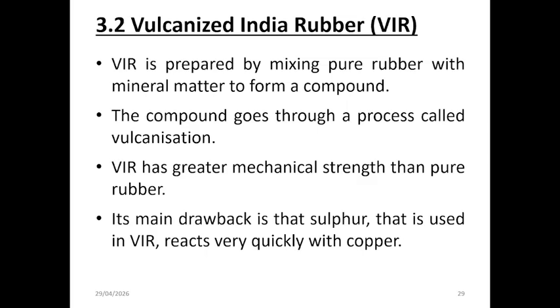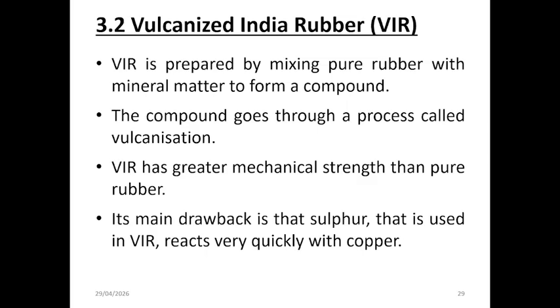Okay, this slide explains vulcanized India rubber (VIR) as an improved form of rubber insulation. VIR is produced by mixing pure rubber with mineral materials and then undergoing a process called vulcanization, which enhances its properties. As a result, VIR has a higher mechanical strength compared to pure rubber.